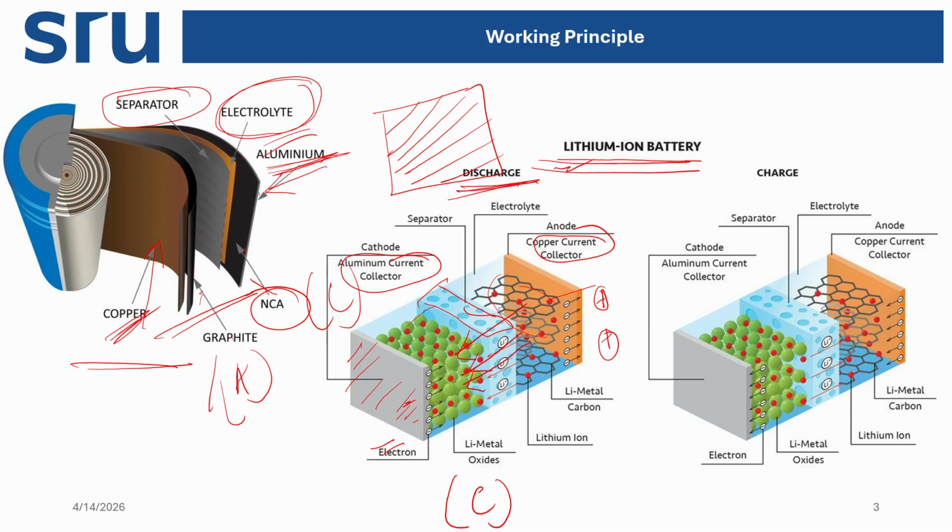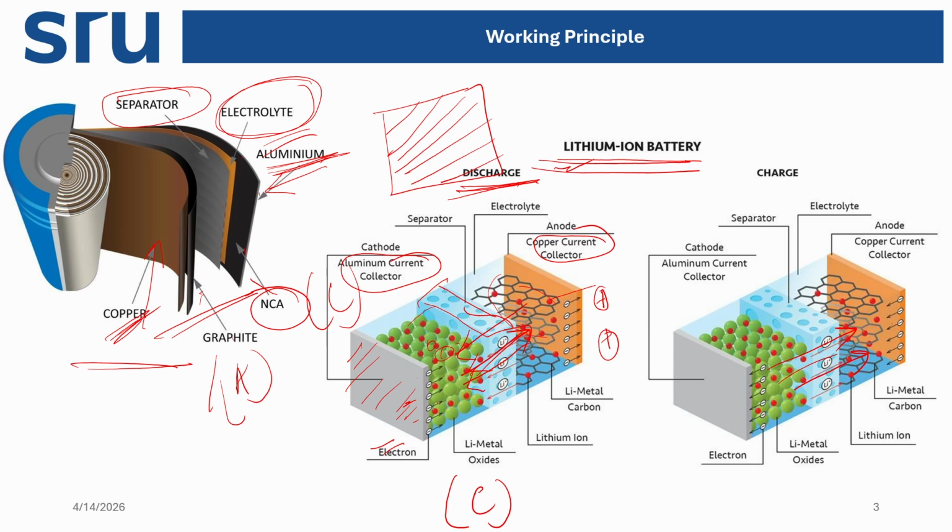In the charging step, it is totally opposite. The cathode will be positive here, and this side will be negative. So now lithium ion will move from this side to this side. When the lithium ion comes and stays inside the molecule, this red color, this process is called the insertion process. And when it goes back, we call it the deinsertion process, or it is called intercalation or deintercalation.